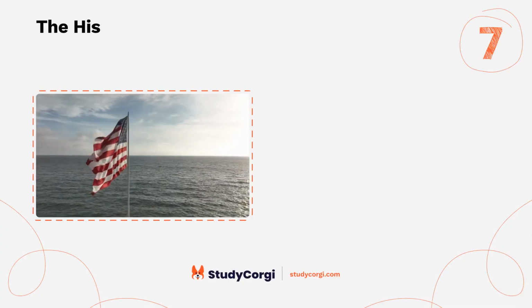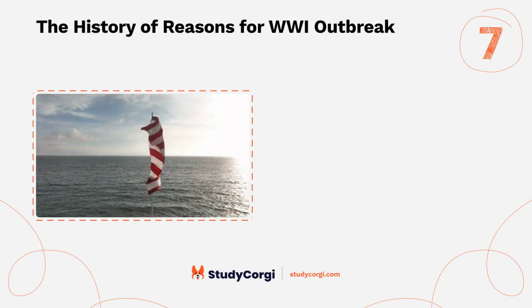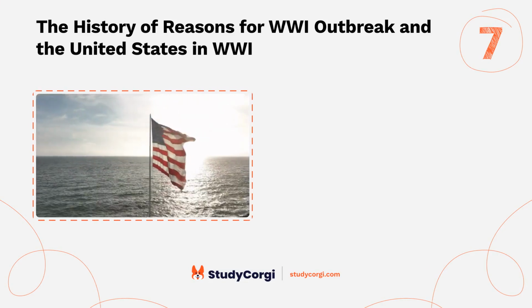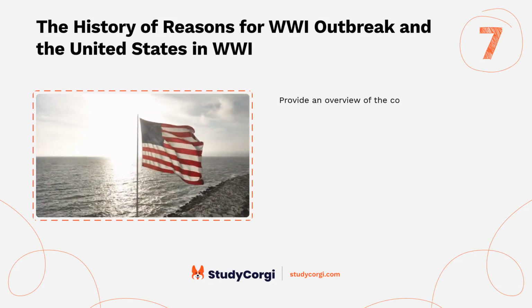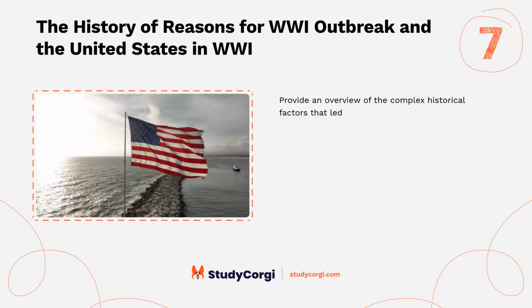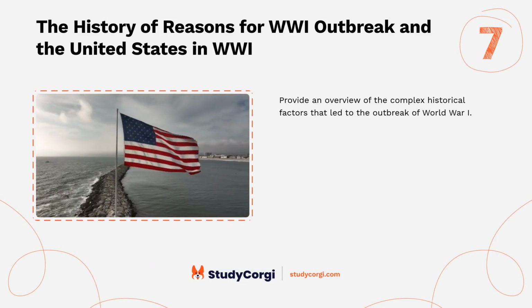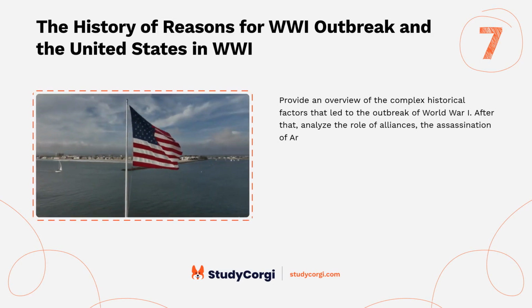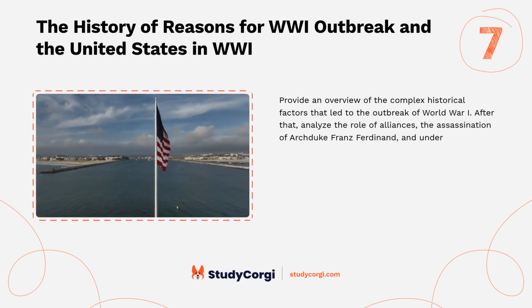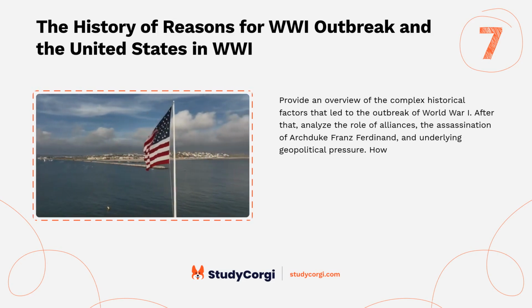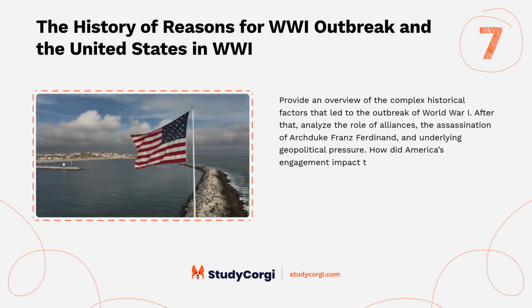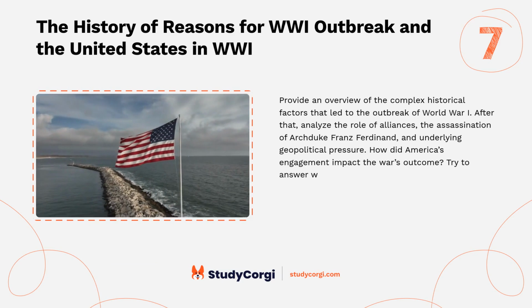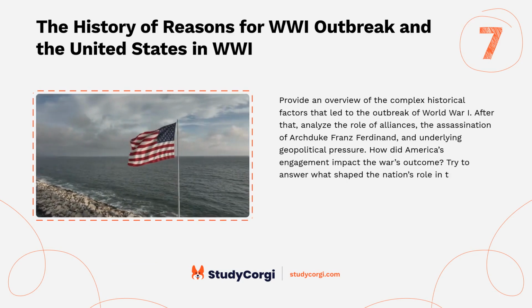The history of reasons for World War I outbreak and the United States in World War I. Provide an overview of the complex historical factors that led to the outbreak of World War I. After that, analyze the role of alliances, the assassination of Archduke Franz Ferdinand, and underlying geopolitical pressure. How did America's engagement impact the war's outcome? Try to answer what shaped the nation's role in the international arena.